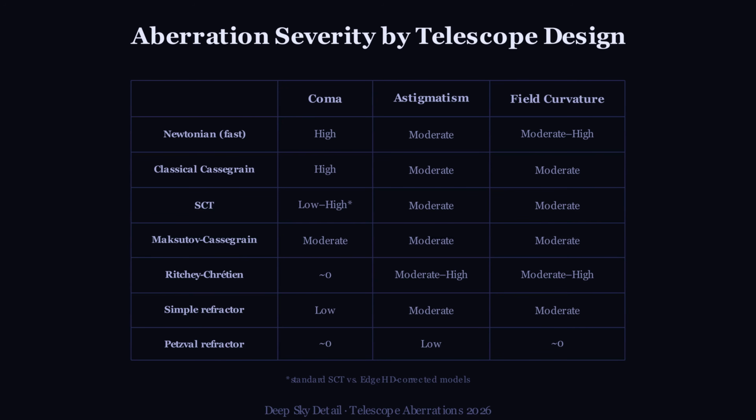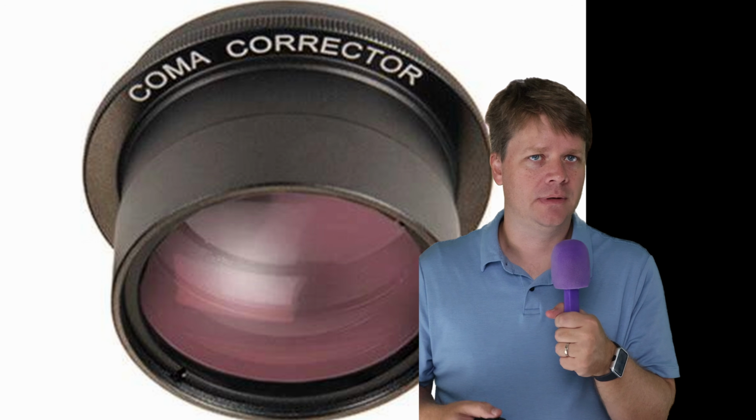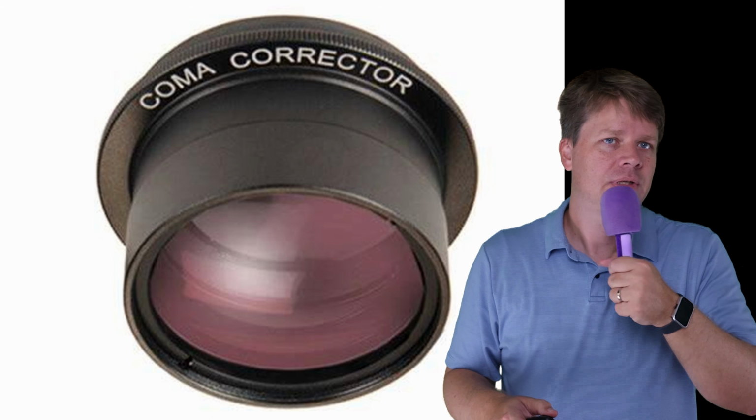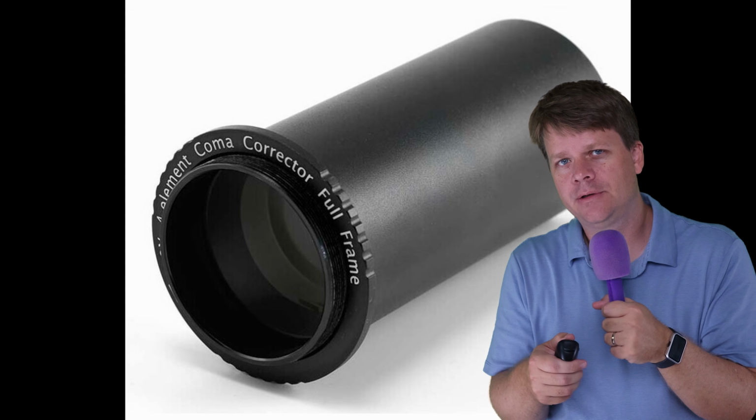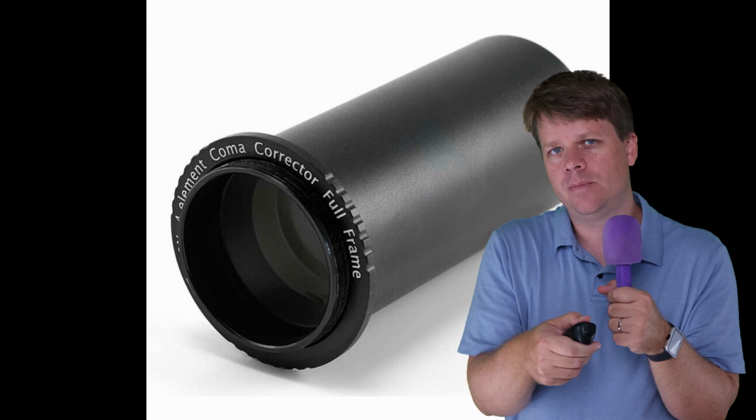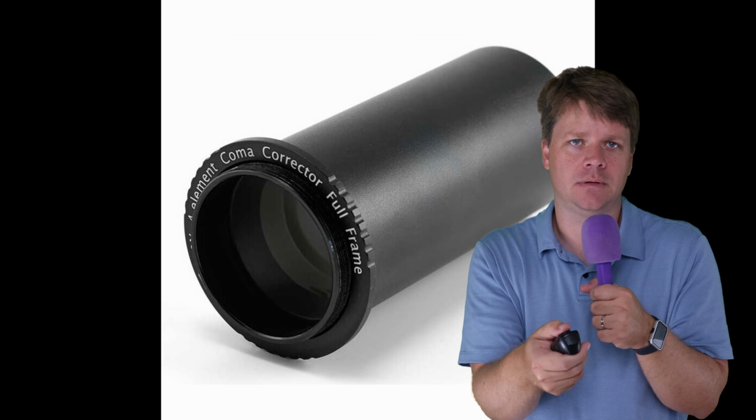So Newtonians suffer quite a bit from coma. I think a lot of people know this. And this is especially true at faster F ratios. Sometimes field curvature is also noticeable. You'll probably need a coma corrector. Your specific brand will most likely have a coma corrector that matches your telescope. Some are also corrector and flattener combos.